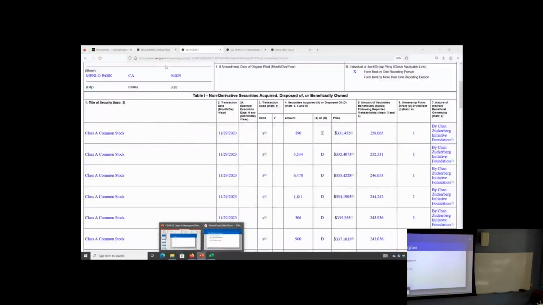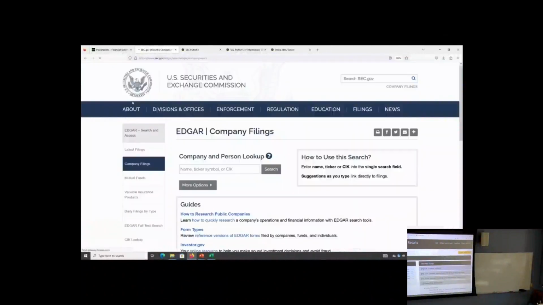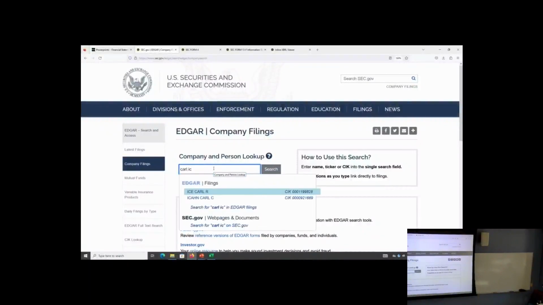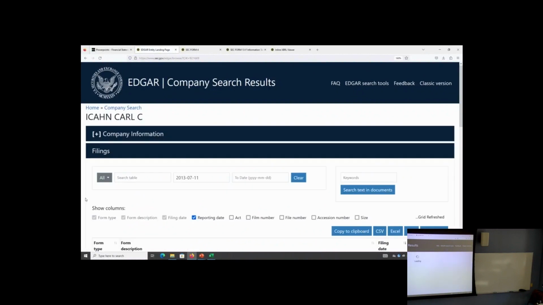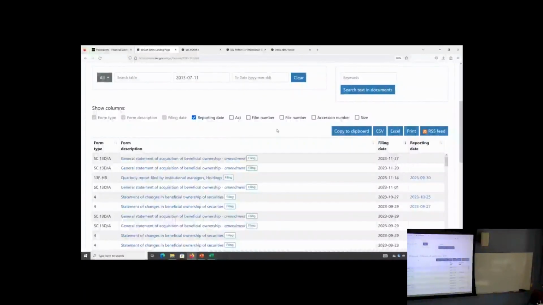All right, lastly, we're going to look at a 13D filing. Carl Icahn is, what was it, 13? He's an activist investor.